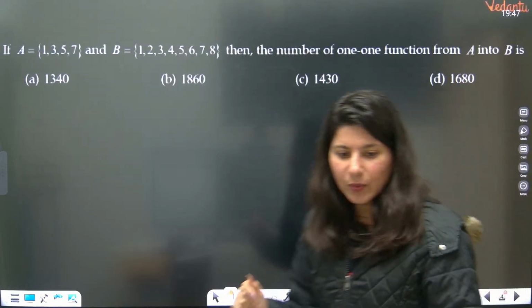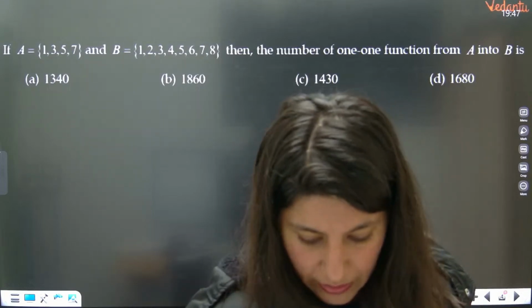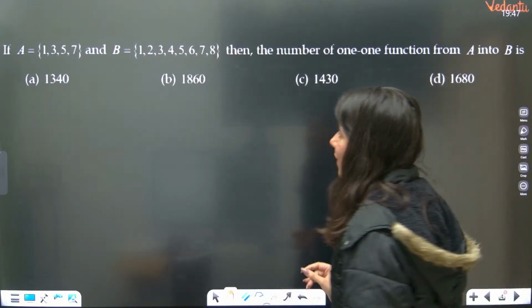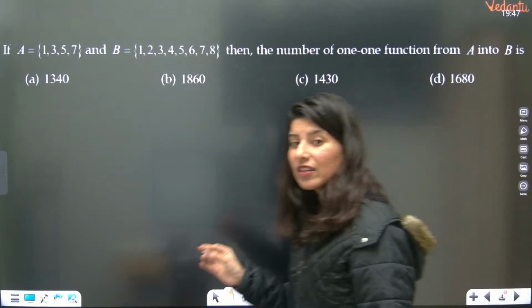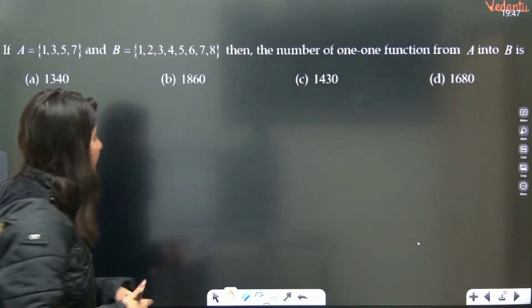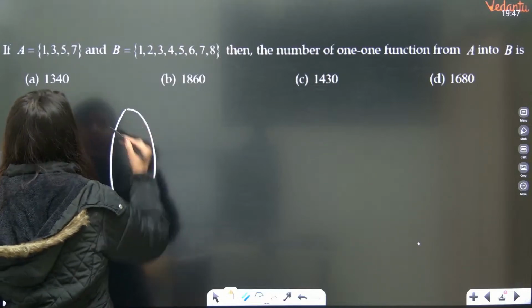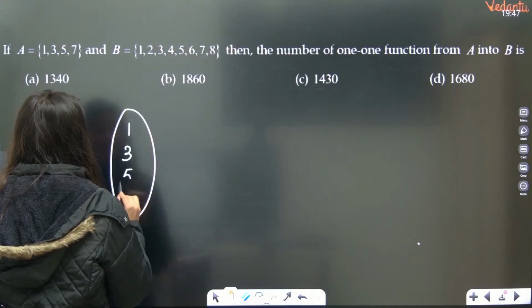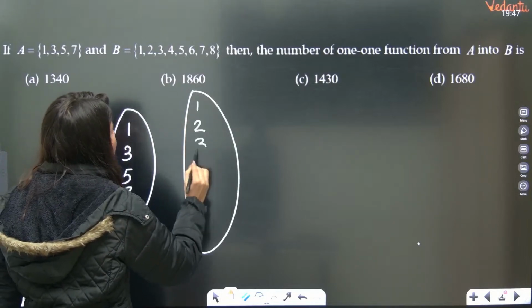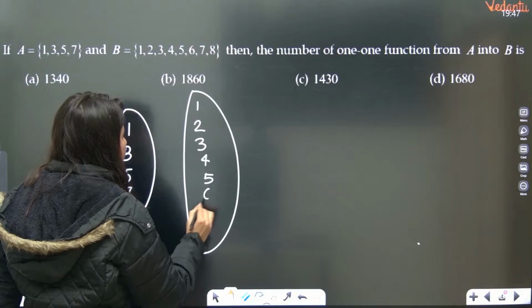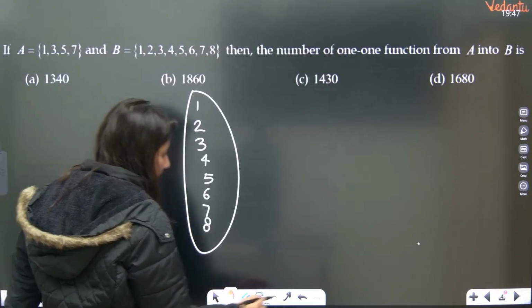Quickly we are doing it. Okay, so you are given two different sets. Set number 1 has 1, 3, 5, 7, and set number 2 has 1, 2, 3, 4, 5, 6, 7, 8. Understand?